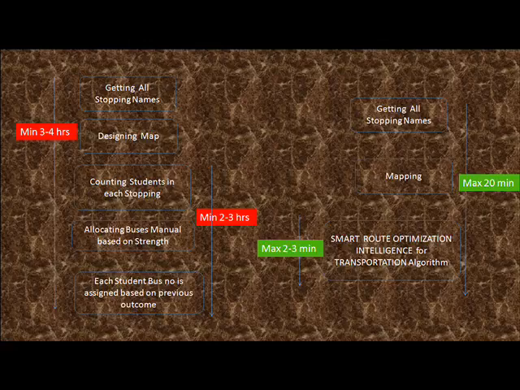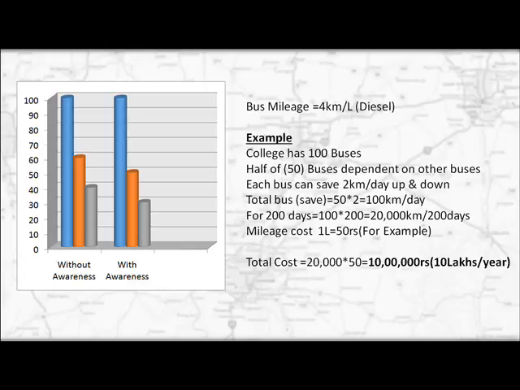Whereas if you do it with the SROIT algorithm, you can just get the stopping names and perform a mapping, which happens in 20 minutes, and at last the SROIT optimization intelligence can be implemented in 2-3 minutes. So there is a huge margin of difference. Manually, you have to allocate 5-6 hours, whereas it happens in half an hour. Now let us come to the point of fuel consumption, which we are talking all about.